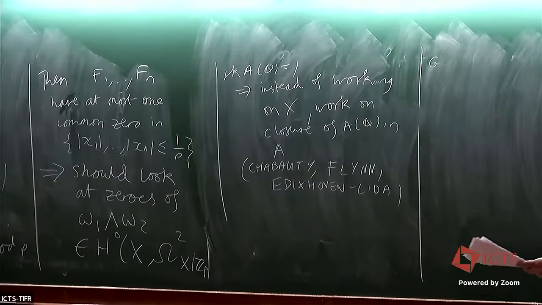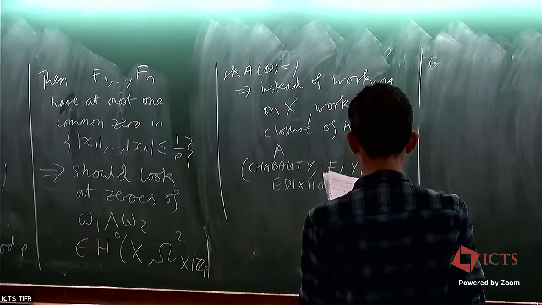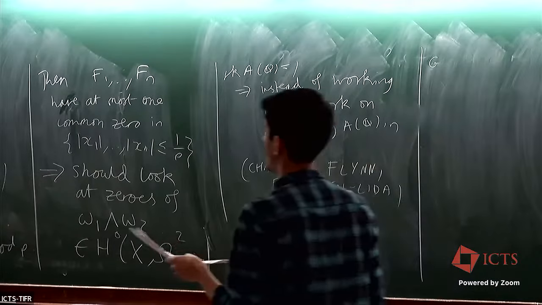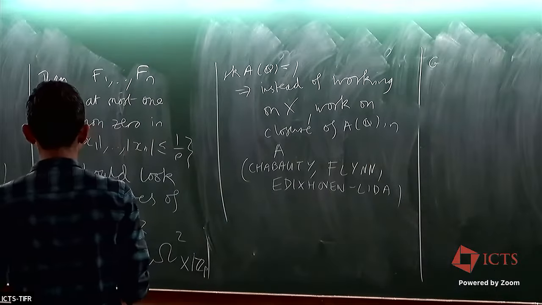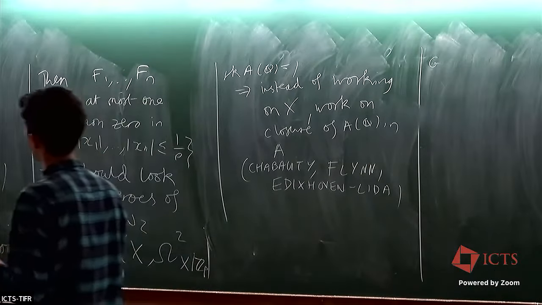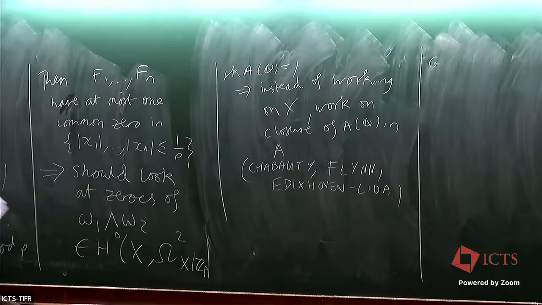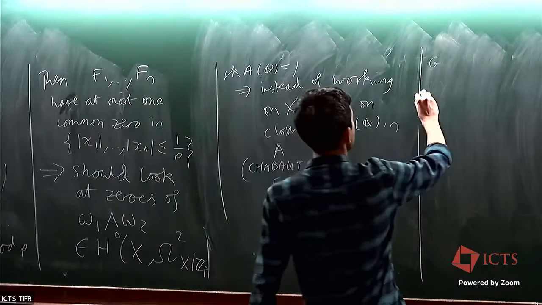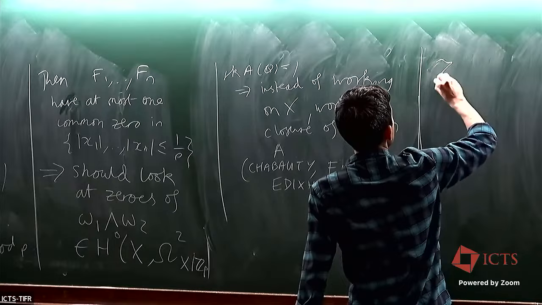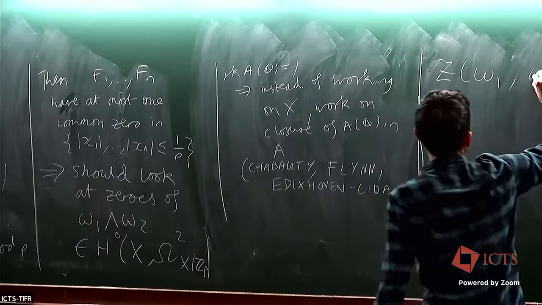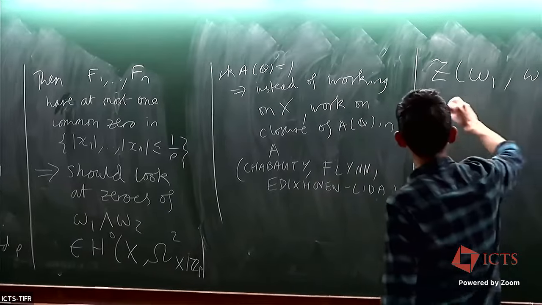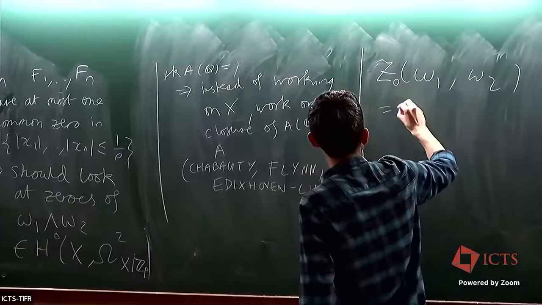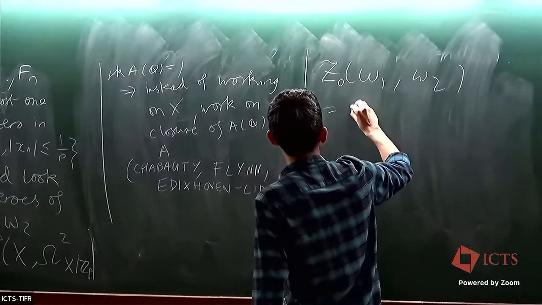So instead, what you do is you study the intersection of V of omega-1 and omega-2 with what I'm going to call Z of omega-1, omega-2. I'll call it Z naught of, which by definition is the vanishing locus of.